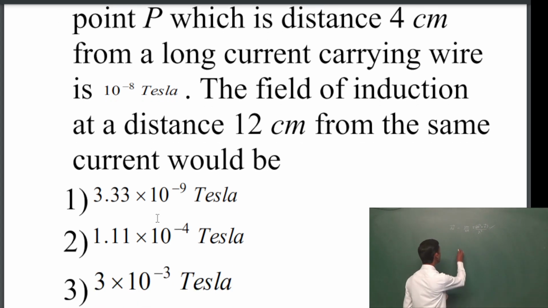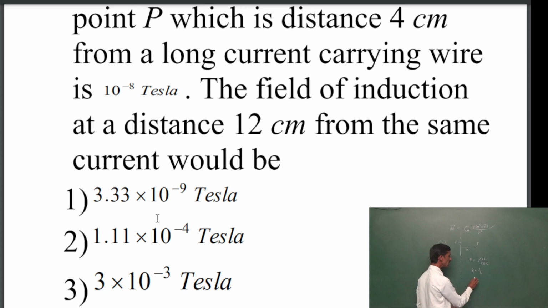The magnetic field due to an infinitely long wire, at a given point P at a distance r, with I the current in the wire and r the distance of the point: the magnetic field B is equal to mu naught I by 2 pi r. So the magnetic field due to a current carrying straight wire is directly proportional to current and inversely proportional to distance. So for a given current, the magnetic field is inversely proportional to distance.